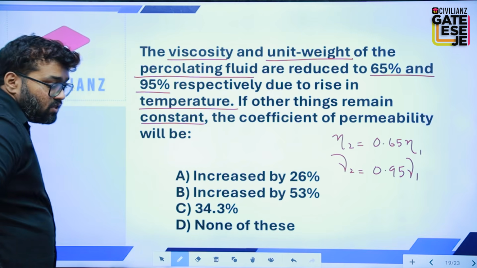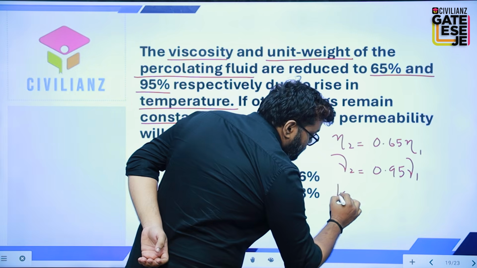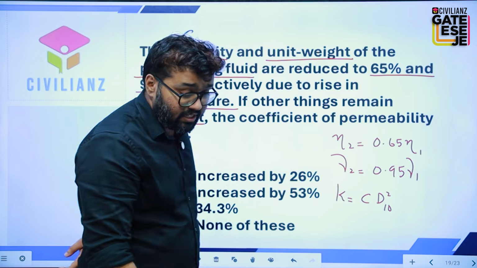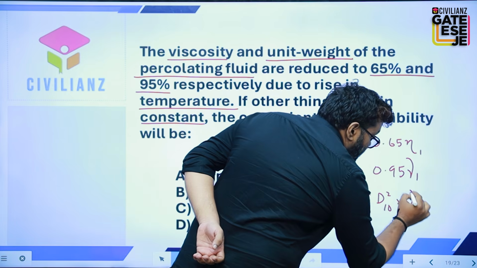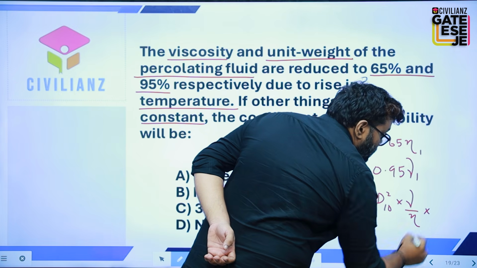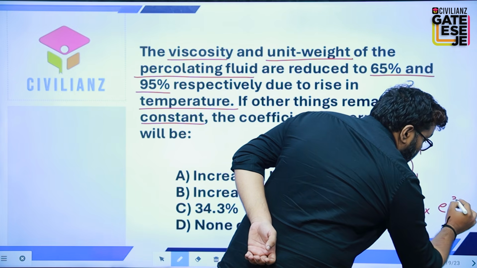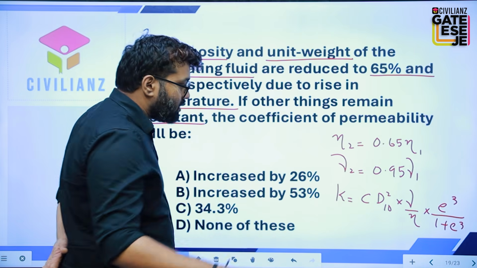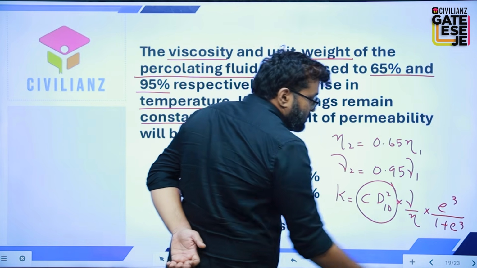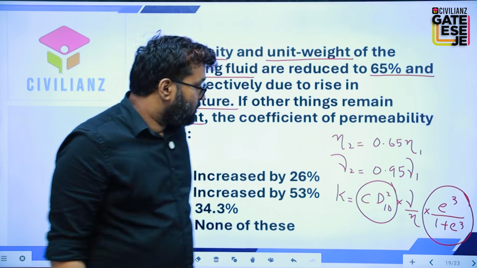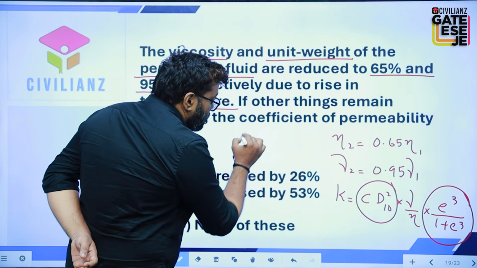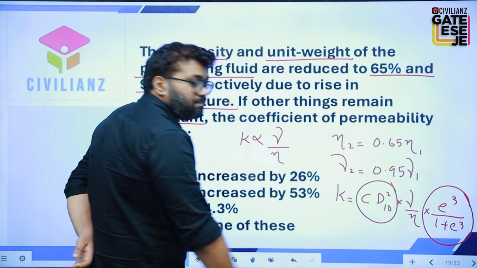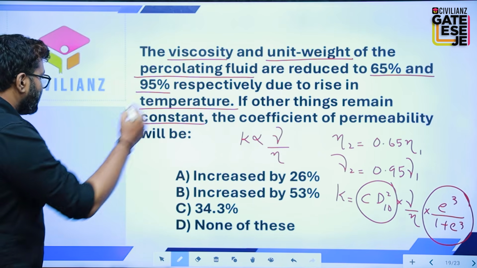That's the question. So we know that K is equal to C d10 square, gamma by eta, into E cube by 1 plus E. All other factors remain constant. This is constant. This is constant. Given the question, right? So we can write K is proportional to gamma by eta.